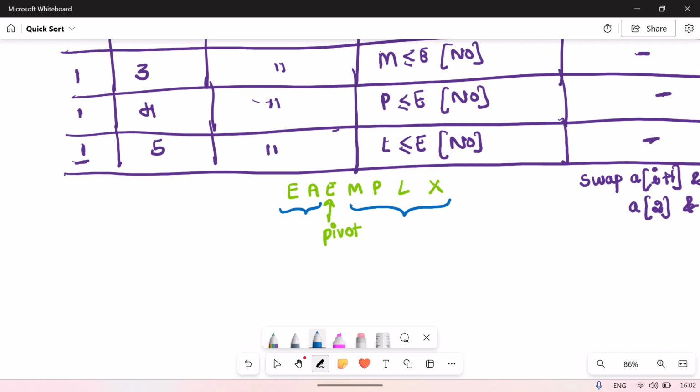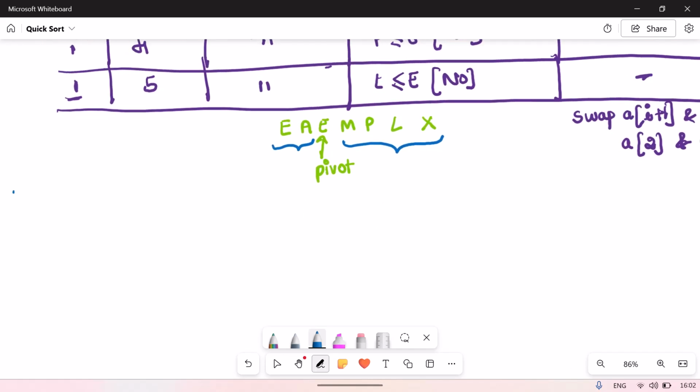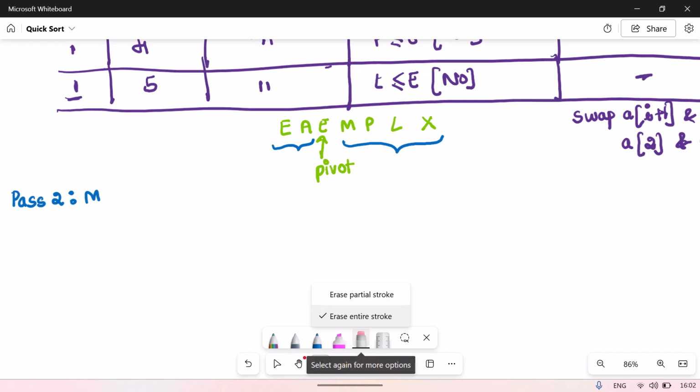Now you see, the pivot has moved to the middle. So can you see that the elements to the left of the pivot are lesser than or equal to the pivot, and the elements to the right side of the pivot are greater than or equal to the pivot? Correct? Now let us do the same thing that we have done on the other elements as well. Let me do it on M. I'll now take the new array.